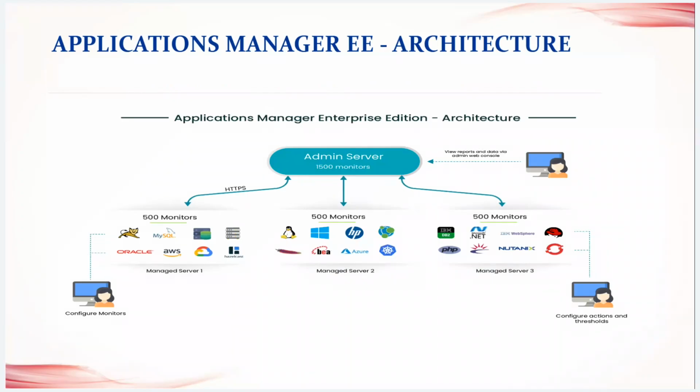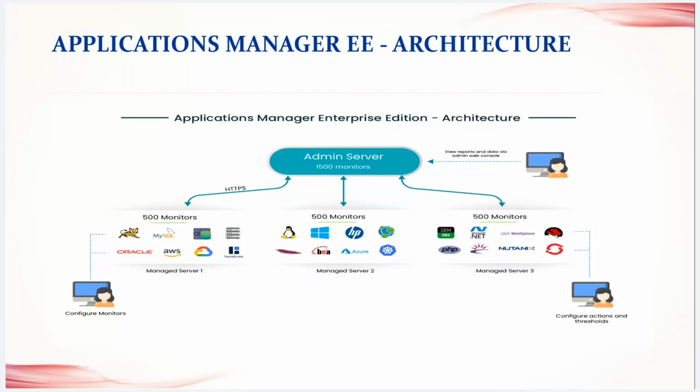The next edition is the Enterprise Edition, a distributed architecture, where you can have one admin server, one central server, and multiple managed servers. This is called a distributed environment. In case you have multiple data centers in your infrastructure, you can install one managed server in each data center, so that you can add all the respective servers, applications, or databases into the managed servers, and all those monitors will get synced to the admin server.